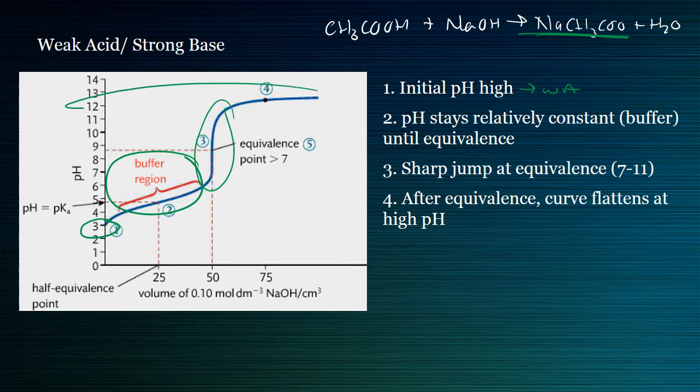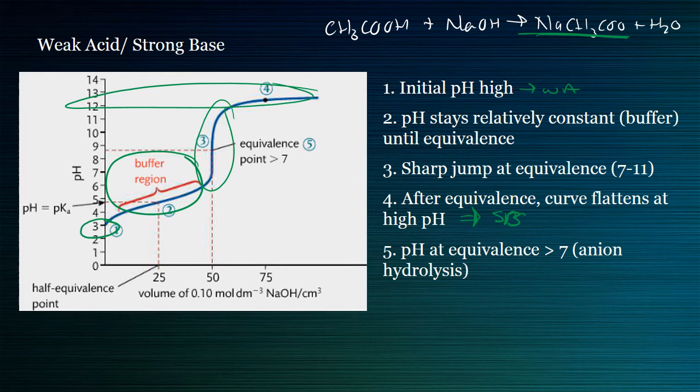After equivalence, the curve flattens out at a high pH, which, as we know, signifies a strong base. And the pH at equivalence is going to be greater than 7 because we're going to get anion hydrolysis. Because we're working with a weak acid, it's going to have a strong conjugate base, which means it's going to hydrolyze water and release OH ions into the solution. So it's not truly a neutral solution. It is going to be slightly basic.